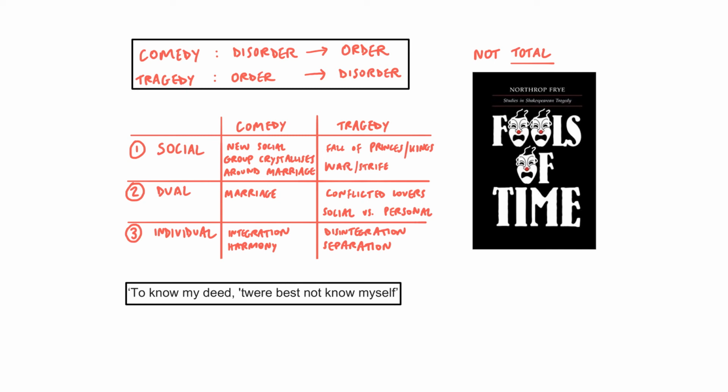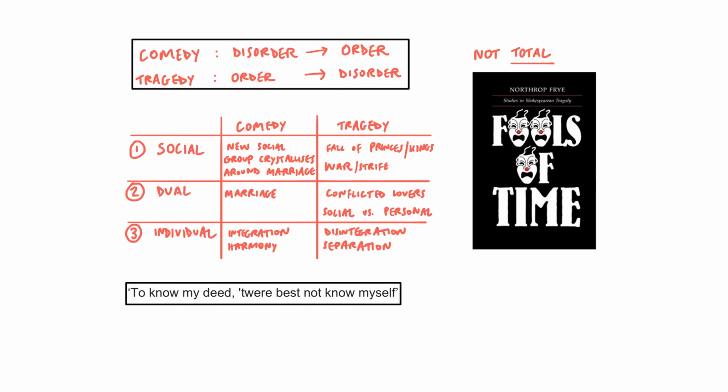So there are three different strands to think about when exploring these movements towards order or disorder. In comedy, the first one, the social drive towards order, is that around the marriage the play concludes with, a new social group crystallizes. There's a kind of harmony or integration. The next strand is just looking at dual identity. So two lovers move towards marriage. And then for the individual character's psyche, they might come to understand themselves in a new way, or integrate or harmonize different aspects of their personality.